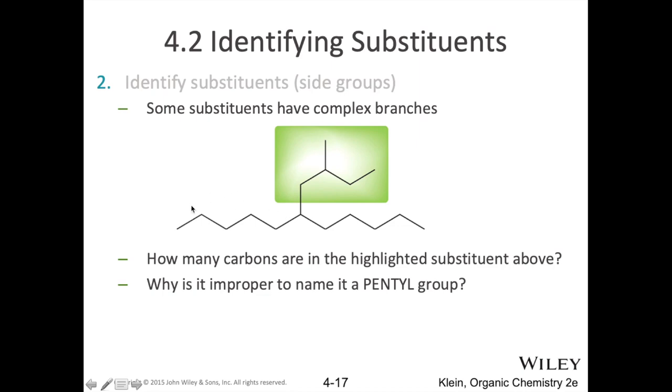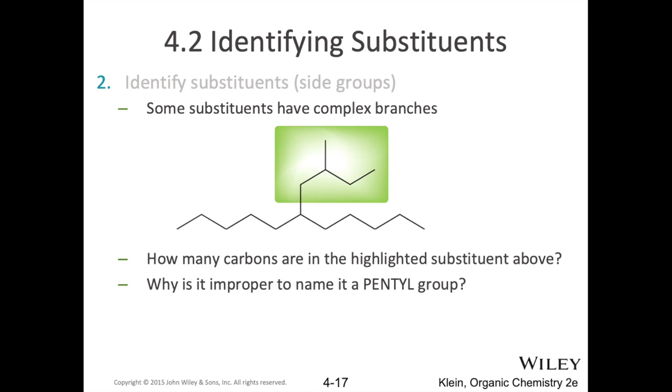And the problem here is that if you start with this branch here, 1, 2, 3, 4, 5, 6, 7, 8, 9, 10, 11, you have to select this as your parent chain, even if the resulting substituent winds up being more complex. You just can't avoid that. Picking the longest carbon chain as your parent chain has priority over trying to get less complicated groups.